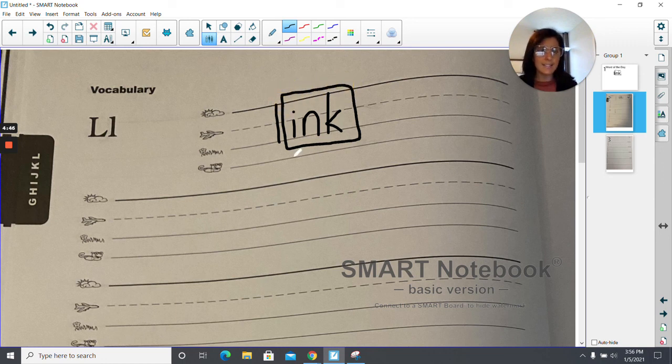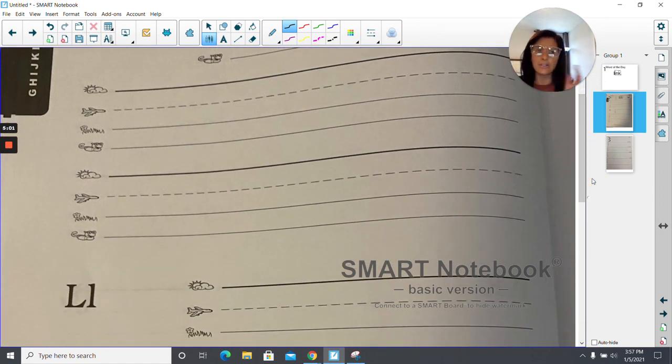And our sentence to go with our word of the day using the word link is going to be, there is a link in the fence. There is a link in the fence. Okay, we could have said there's a link in the chain or the necklace, but we're going to say the fence. Okay, so we are going to start.